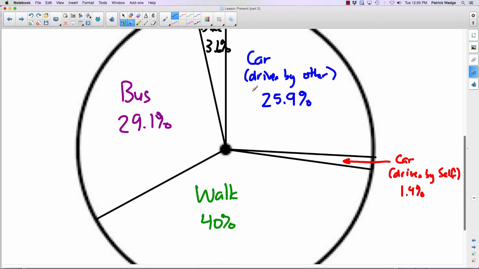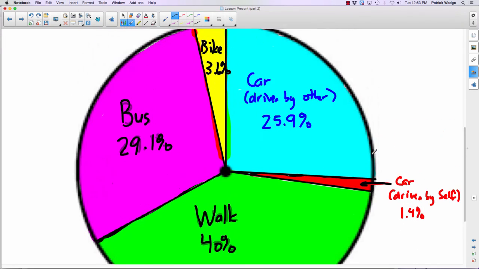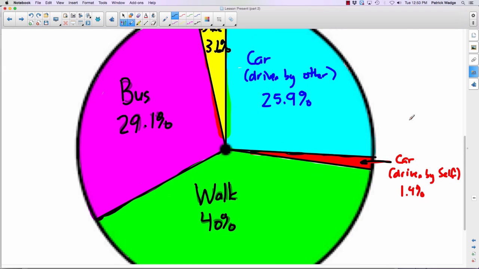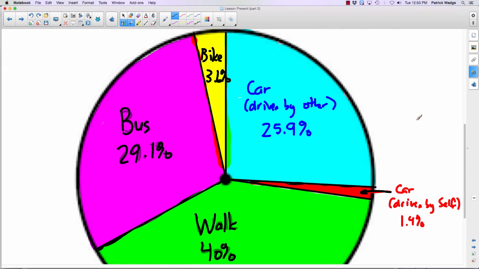Why does it look so blah? Because I don't have any colors. But you know what? I think I'll leave that for you guys to worry about. All right, there you go. Stop your complaining, gee whiz. Oh, it does look pretty though. I like it. All right, that's circle graphs.